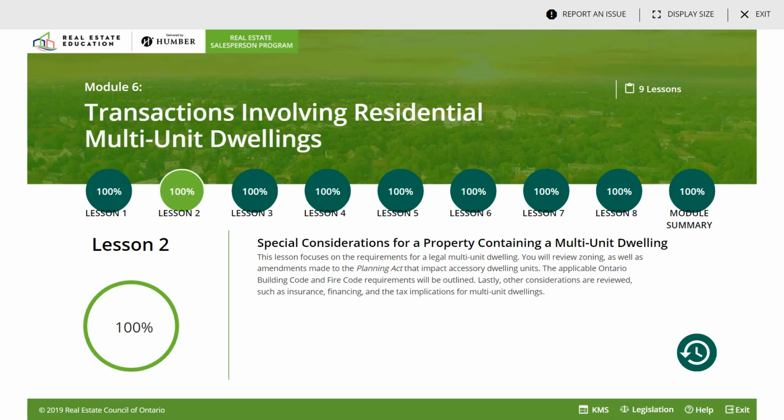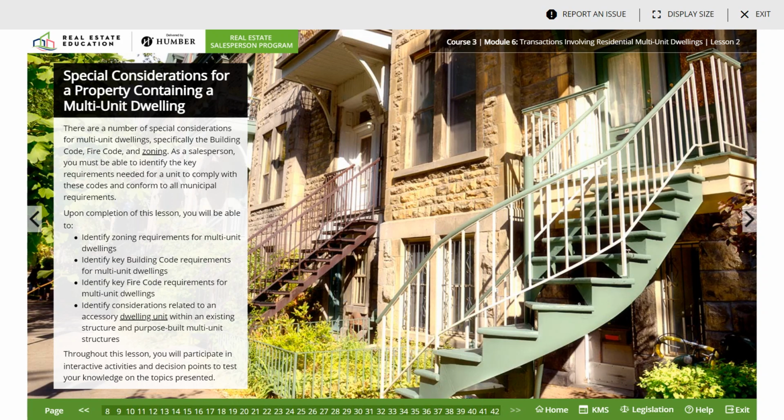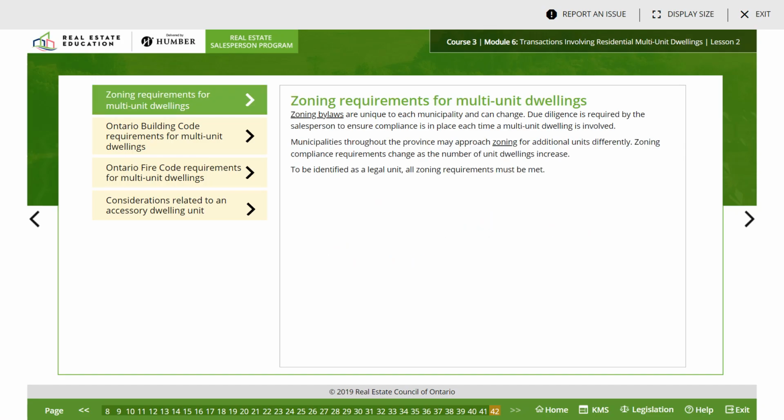That was lesson 1. Moving on to lesson 2. Special considerations for a property containing a multi-unit dwelling. So, zoning requirements for multi-unit dwellings. The zoning bylaws are unique to each municipality and can change.